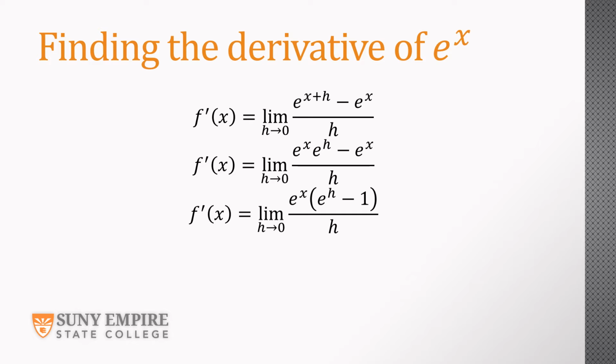Factoring out the common term in the numerator, we have the limit as h approaches 0 of e raised to the power x multiplied by the quantity e raised to the power h minus 1, divided by h. Because the e to the x makes no mention of h, we can move that in front of the limit. We have e to the x multiplied by the limit as h approaches 0 of the quantity e raised to the power h minus 1, divided by h.